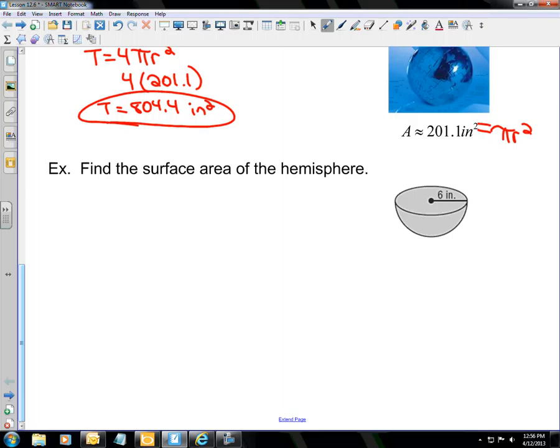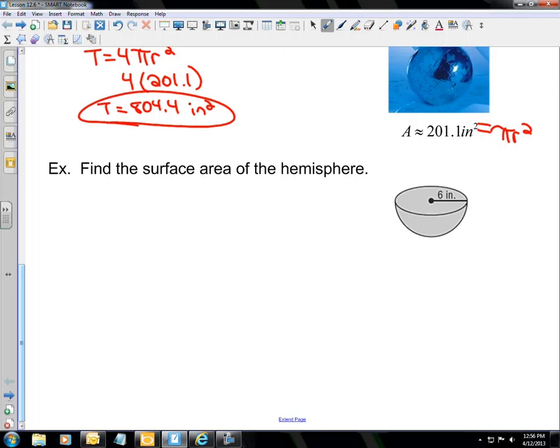It wants us to find the surface area of the hemisphere, okay? We want to find the surface area of the hemisphere. Now, we learned that the surface area of a sphere was 4 pi r squared. So if we cut it in half and we end up with a hemisphere, what do you think the formula is going to be?